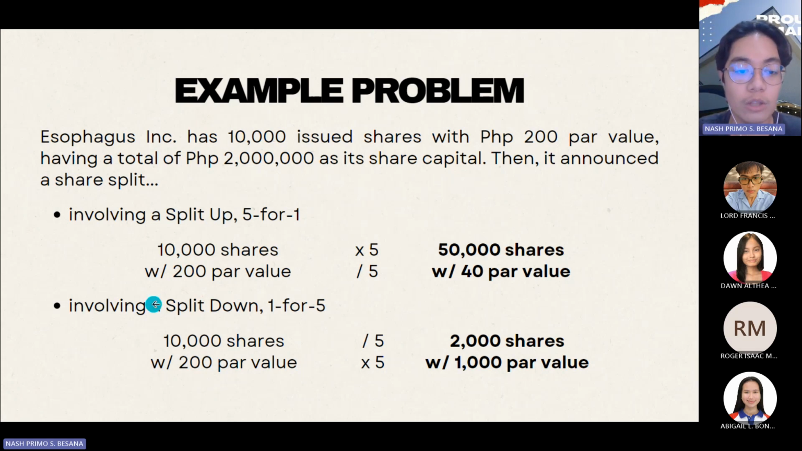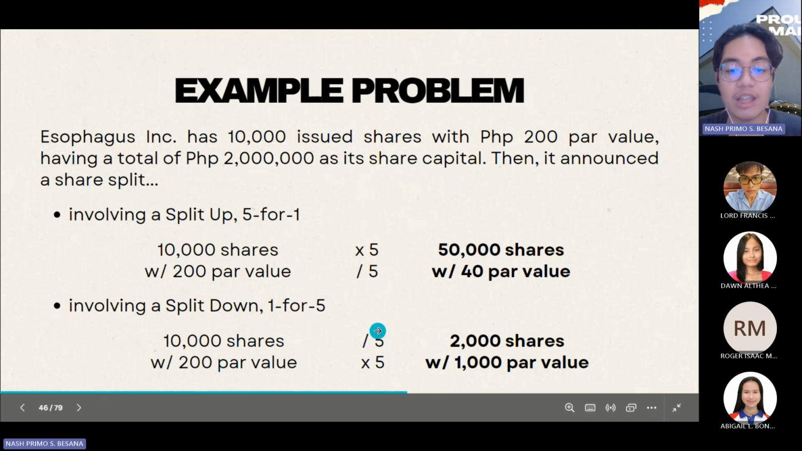And then for split down naman, baliktad siya, 1-4-5. For every 5 shares, gagawin na lang daw siyang isa. So yung 5 shares, i-merge into 1. So 10,000 shares divided by 5, 2,000 shares. And then kung dinivide mo to dito, dapat times naman si par value. Mag-i-increase si par. 200 par value times 5 would give us 1,000 pesos par value.